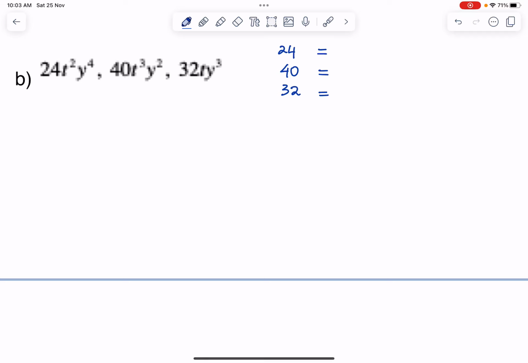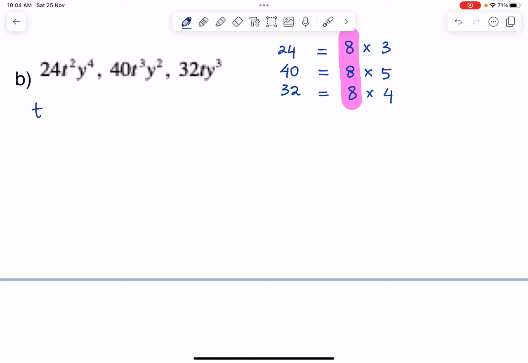We might actually see that it's 8 because 24 is 8 times 3, 40 is 8 times 5, and 32 is 8 times 4. So 3, 5, and 4 have no common factor anymore. So 8 is our greatest common factor between 24, 40, and 32. For now, we are going to highlight this number 8, which is the greatest common factor between 24, 40, and 32.